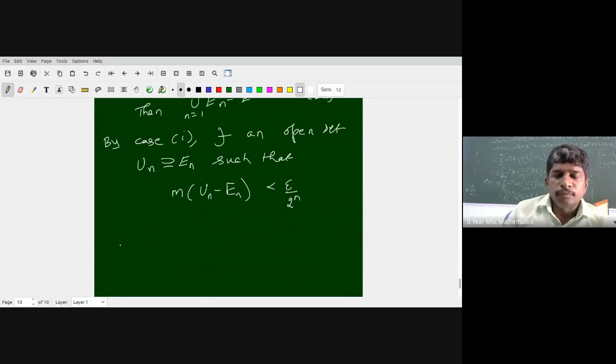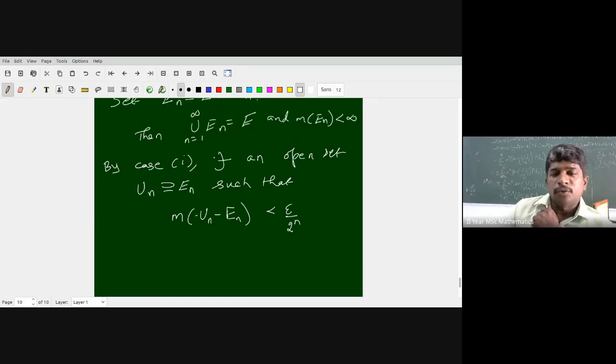Then the sum of all U_n minus E_n is less than the sum of epsilon by 2 power n, that is less than epsilon. So we are going to construct an open set U containing E such that the measure of U minus E is less than epsilon. E is the union of E_n.